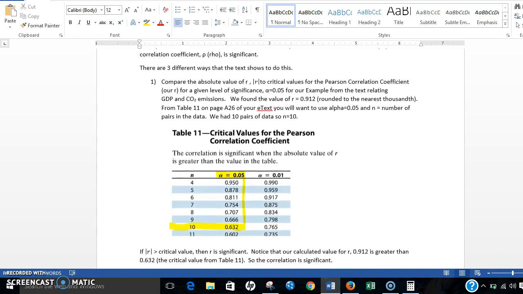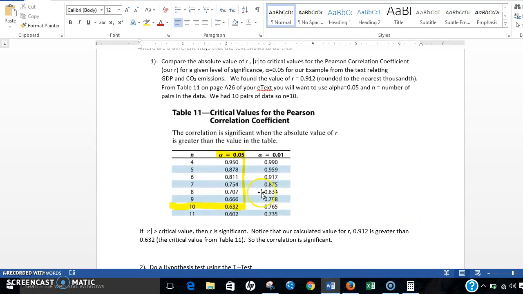So I've just copied a small piece of that table. So n is 10. And the column we want to look at is for our level of significance to be 0.05. And so the critical value for our correlation coefficient is 0.632. So if the absolute value of our value for R from StatCrunch is greater than the critical value, then R is significant.